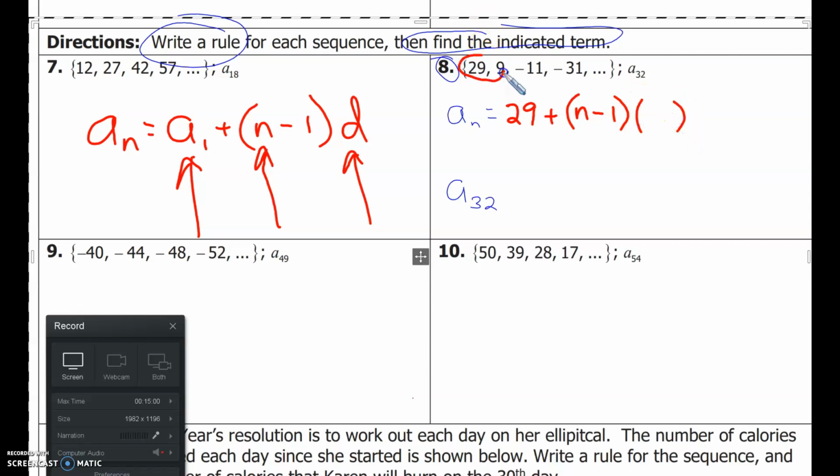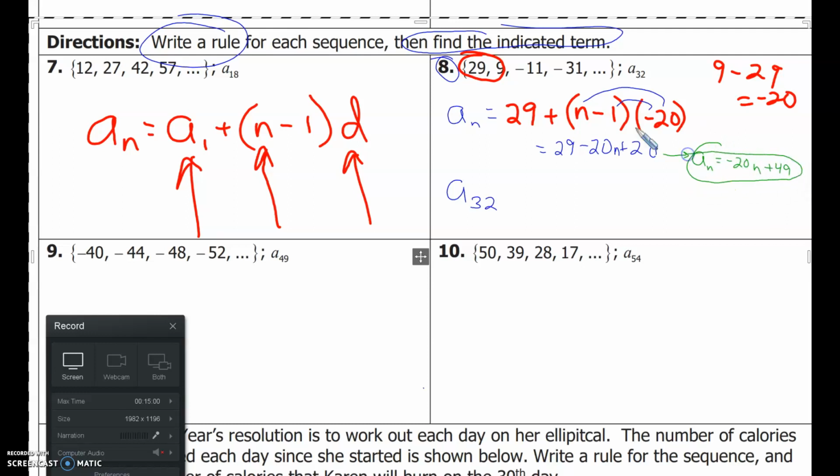Okay, so when we take a look at two consecutive terms, we take the second term minus the first term, right? That's negative 20. So we have the common difference of negative 20. Then you can simplify from there if you want. So you could put 29 minus 20n plus 20. I got that by using the distributive property. So you could put a sub n equals negative 20n plus 49. If you take a look at the answer key on Google Classroom, that's what it says. I'm okay with this one right here.